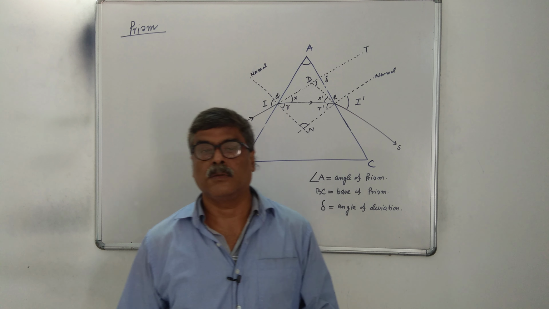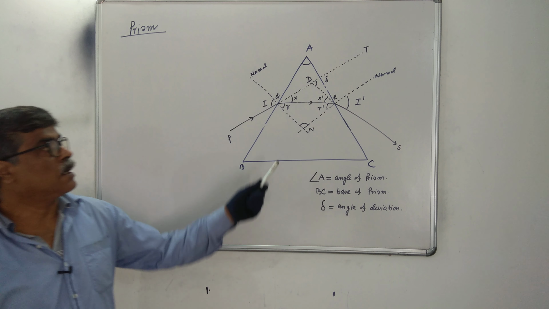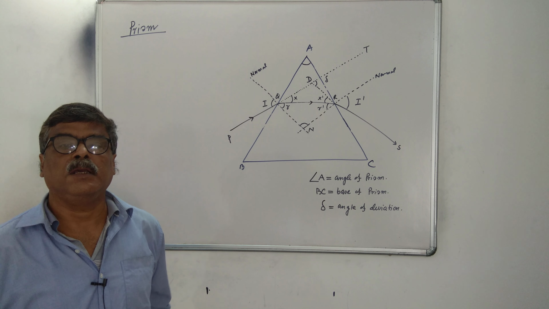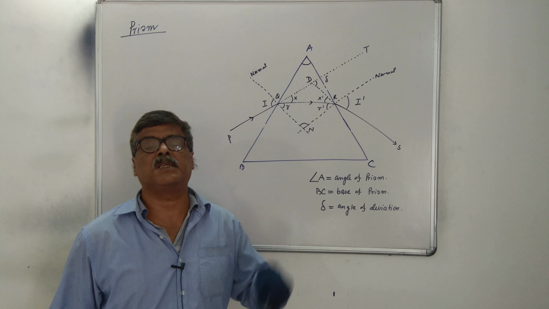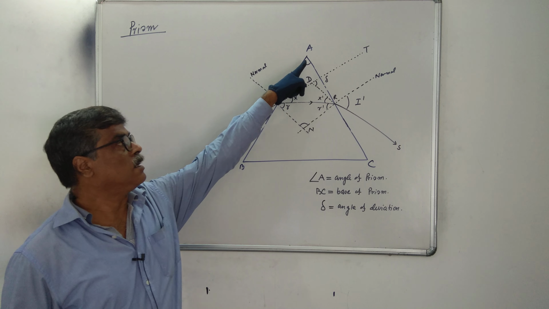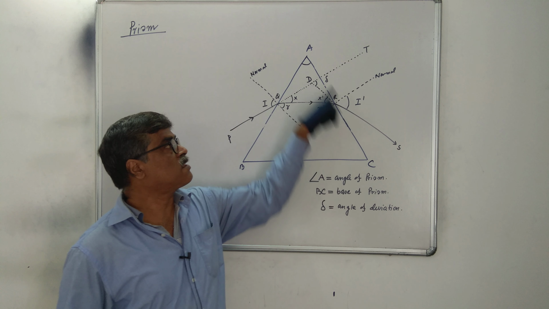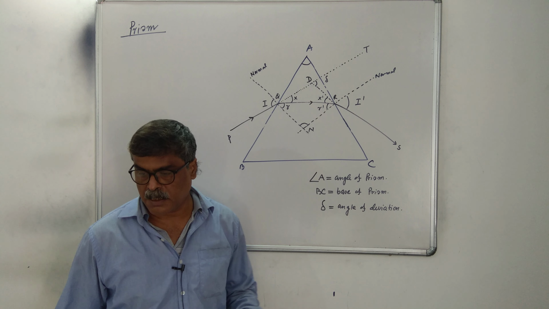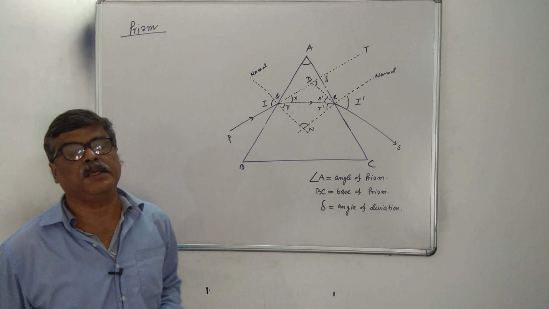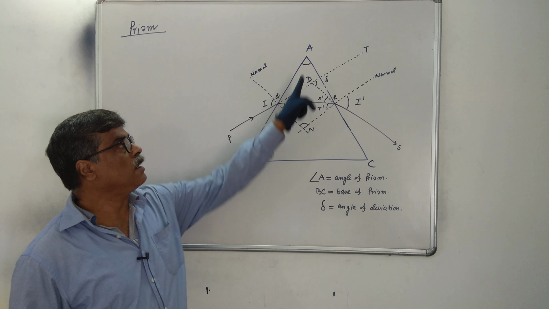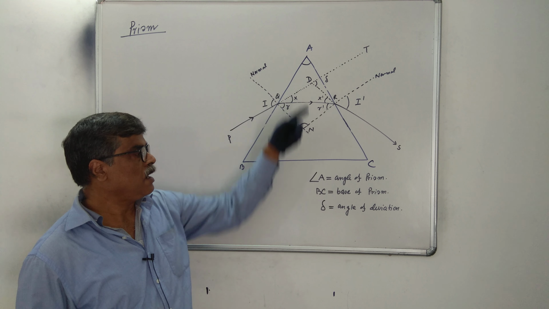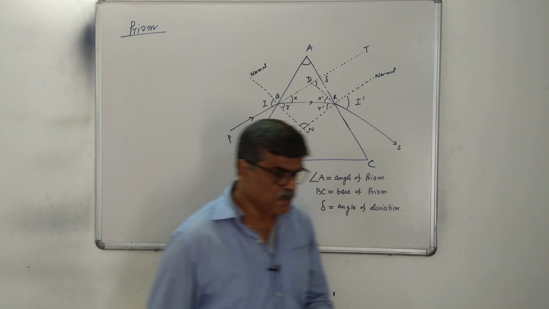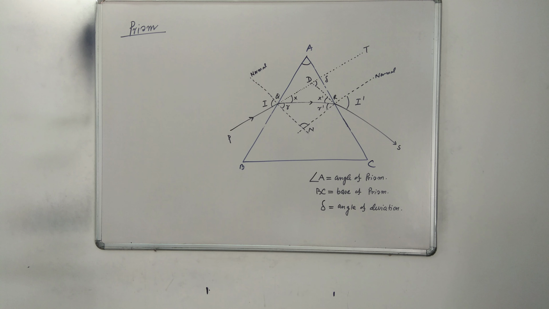Today we start the refraction through the prism. Our topic is refraction through the prism. This is the principal section of the prism ABC. Here A is the angle of prism and BC is the base of the prism.